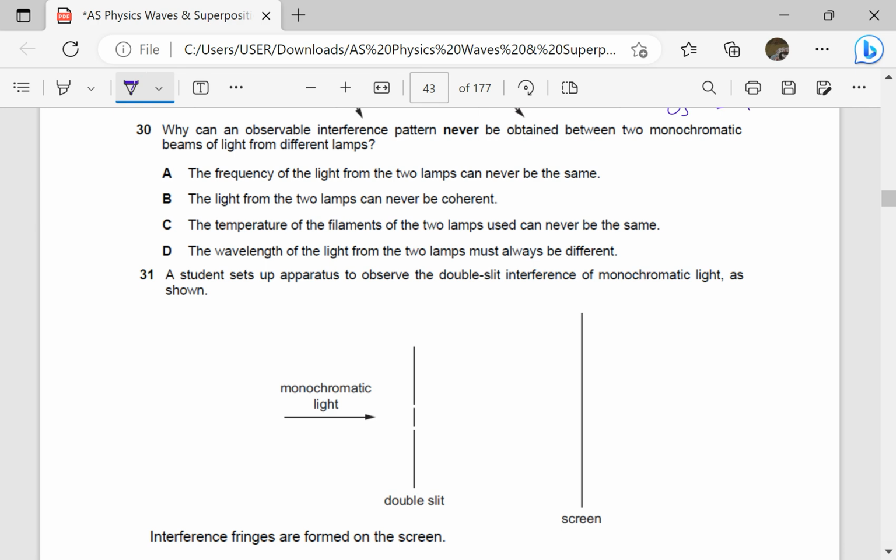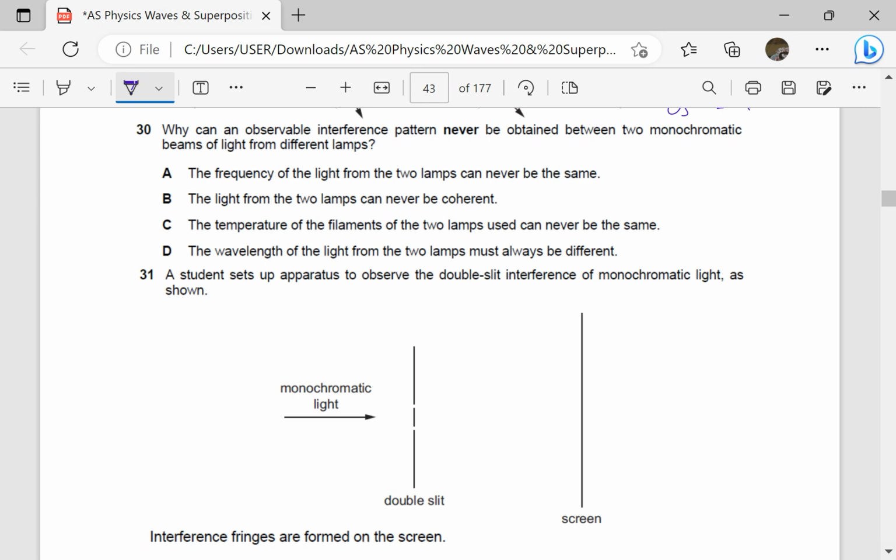Why can an observable interference pattern never be obtained between two monochromatic beams of light from different lamps? Even though they are monochromatic, it is impossible to have two coherent sources which are independent. It is practically not possible.